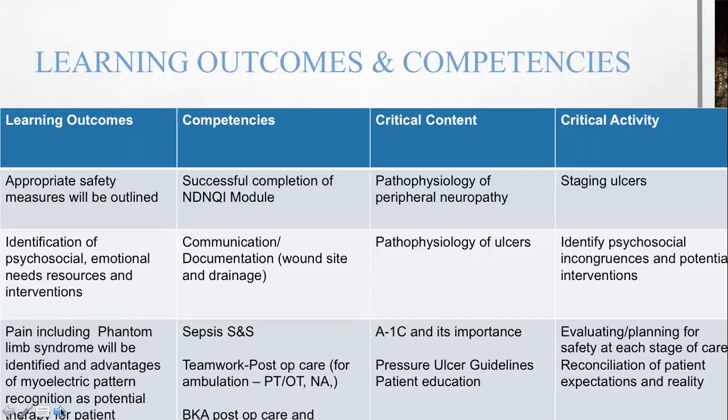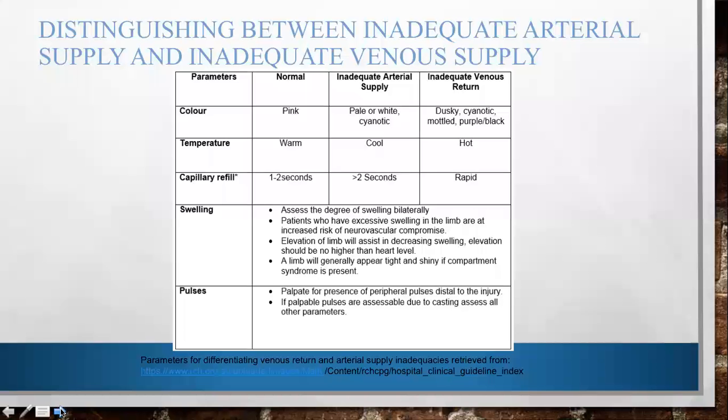I'll give you the chart on your learning competencies and outcomes. I want you in your groups to have this handout to really look at these and consider these when you're having your dialogue. This is just a little help for you as you work through the case scenario. And also, here's another tool that's available for you. You can either look at it in the PowerPoint or print it out. Distinguishing between inadequate arterial supply and inadequate venous supply. And then looking at our patient and discussing his status, which one it is, and would it matter which one it is in his treatment.